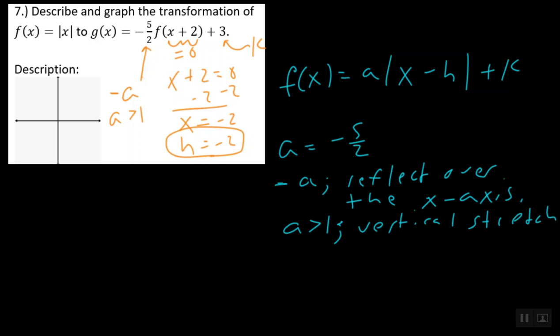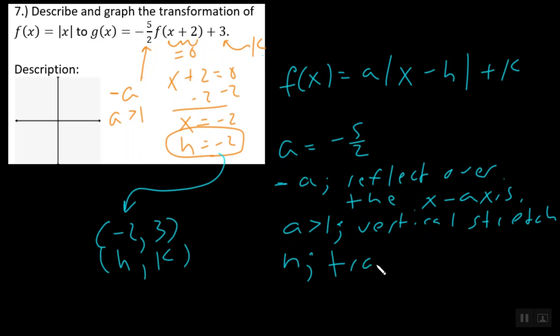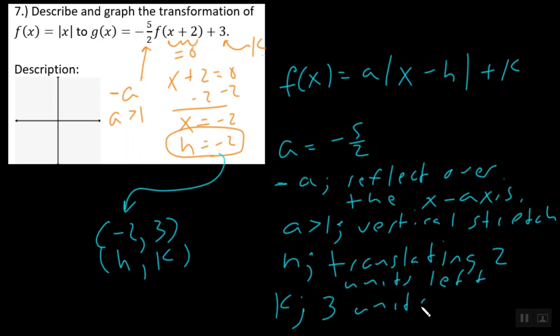Okay. And then lastly, what can we say about our vertex? Well, we know that our h value is -2. We know that our k value is +3. Remember, your vertex is always at h comma k. And what's that really telling us? Well, the h value is telling us that we are translating 2 units left, and our k value is telling us that we are translating 3 units up.